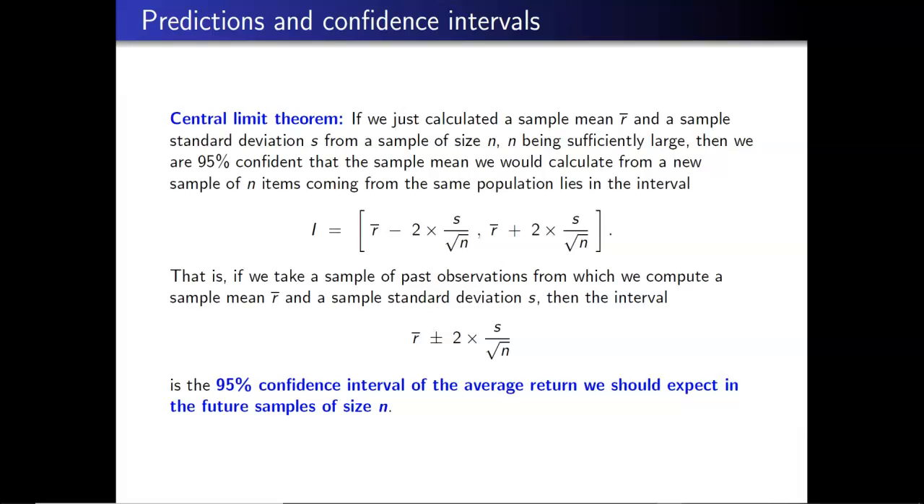Why is that? It's because whatever the distribution of the items from which the sample is created, the average we obtain has a symmetric distribution, which is very close to the normal distribution. And with the normal distribution, elements have a 95% chance of being within such an interval.